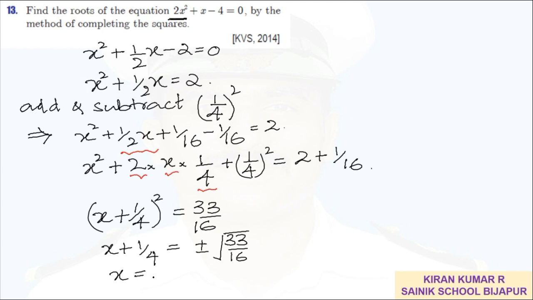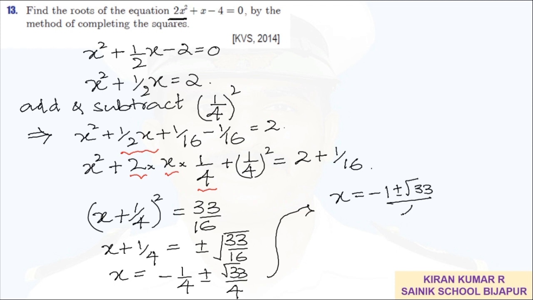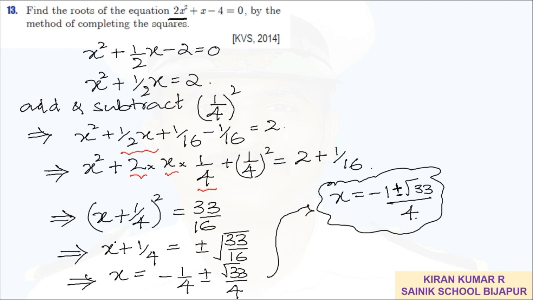So x will be equal to minus 1 by 4 plus or minus root of 33 divided by 4. So I can write the values of x as minus 1 plus or minus root 33 upon 4. For the first time we can consider plus, for the next one we can consider minus. These are the roots. Remember, for academic session 2021, this completing the square method has been deleted.